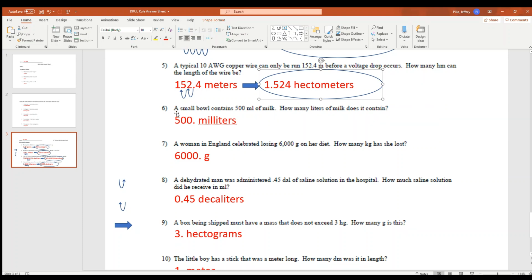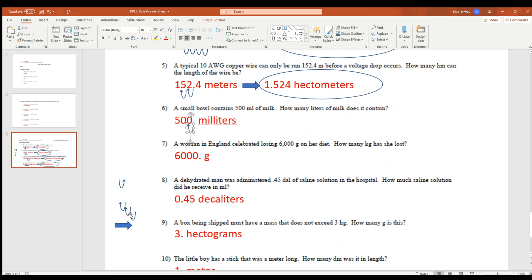Moving on. Number 6. A small bowl contains 500 milliliters of milk. How many liters of milk does it contain? So we're going from milliliters to liters. On our staircase, to go from milliliters to liters, you need to move up the staircase 3 steps. Okay? Since we are moving up, we are going to move our decimal to the left. The down, right, up, left rule, DRUL rule. Because we're going up 3 times, you're going to move it to the left 3 times. Okay? So let's move our decimal place over 3 times.